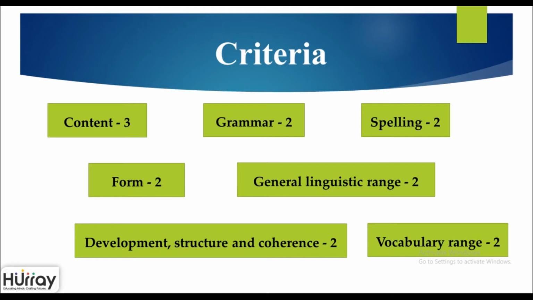The next criteria is form, which basically looks at the organization and the layout of the essay. You are allotted 2 marks for this. The next criteria is development, structure, and coherence. 3 components that are extremely important for you to address your topic in a very structured manner.